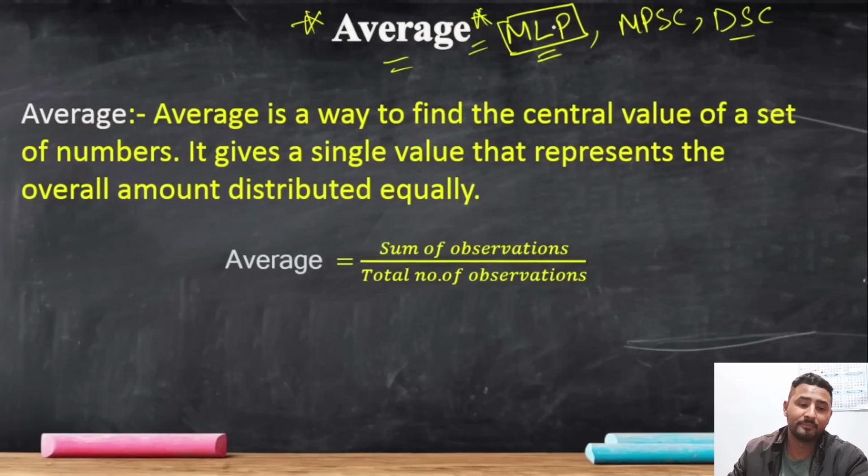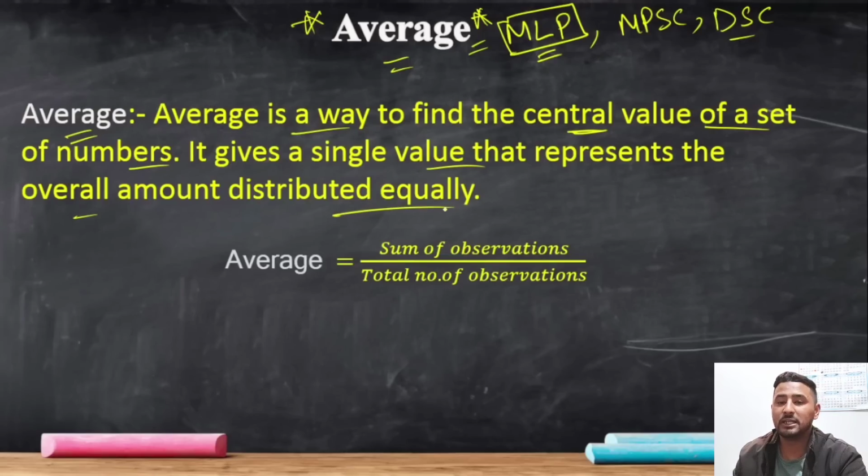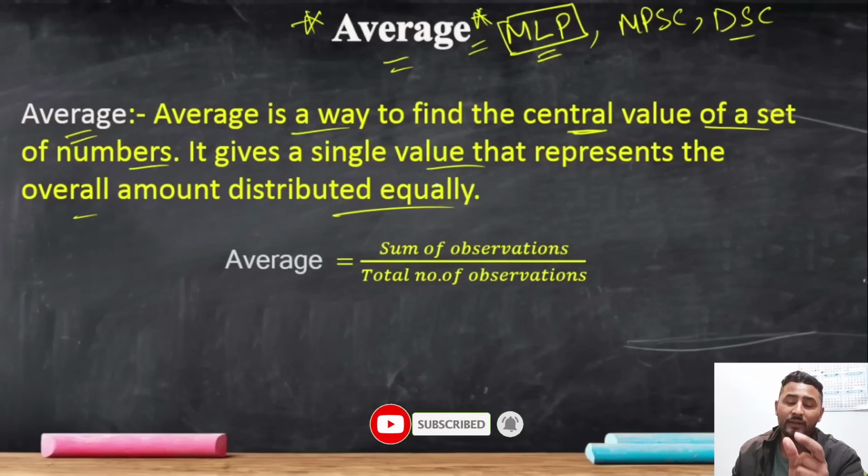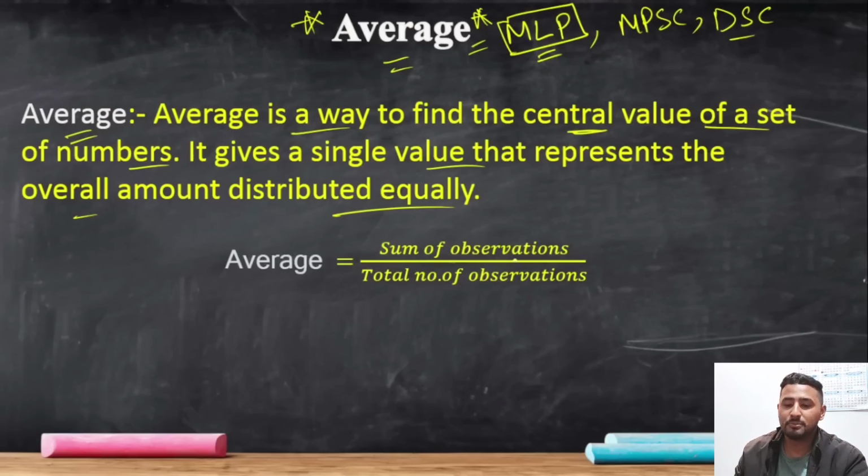So let us begin. What is average? Before starting, you should know what average is. Average is a way to find a central value of a set of numbers. It gives a single value that represents the overall amount distributed equally. I hope you understand the definition. It is the central value that we find from the given set of numbers, which is equally distributed.